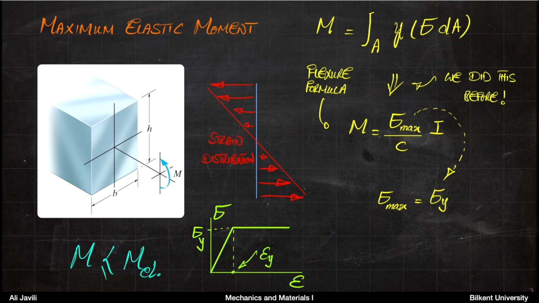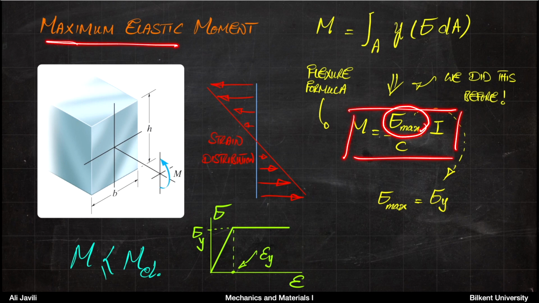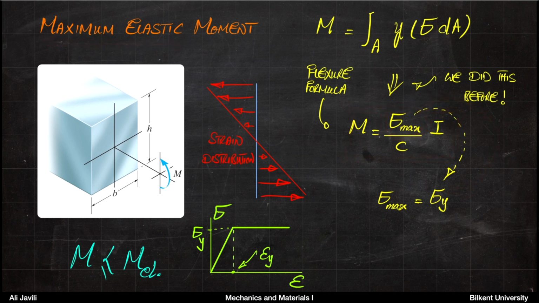Okay, so we assumed a linear distribution of stress, and then if you go through the steps as we did previously, you would end up with the so-called flexure formula. But now when you want to calculate maximum elastic, it means that the maximum stress in our flexure formula should be the same as the yield stress, sigma y.